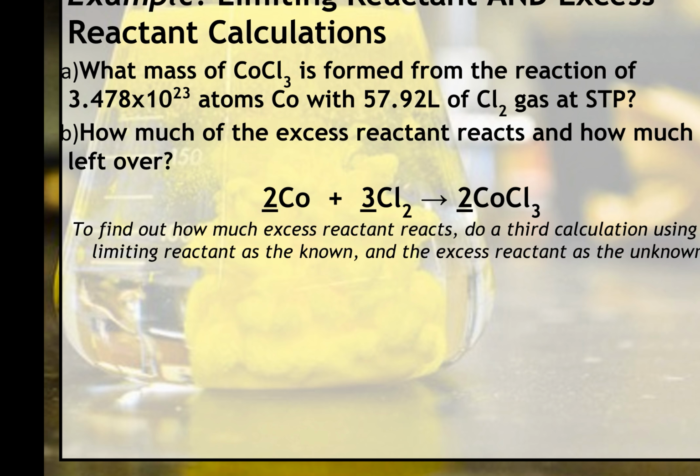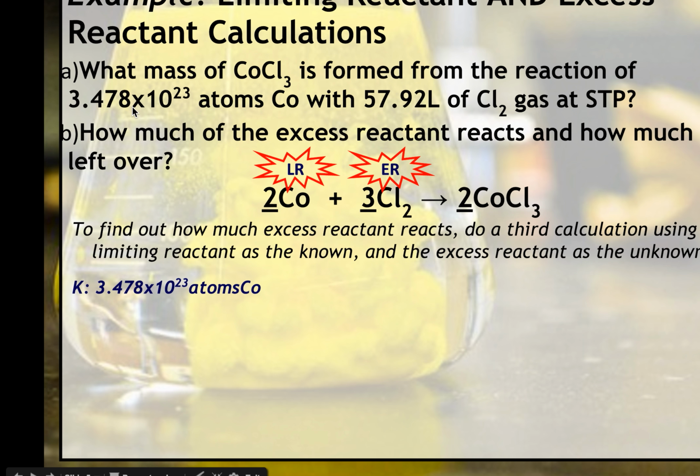So let's just quickly go back through, and again, what is the mass of cobalt chloride formed? We figured that part out. We got that. Now we just need to find out how much of the excess reactant reacts, or how much is used, and how much is left over. My limiting reactant, my excess reactant. Well, I know how many atoms I started with, and I need to find out how many liters of chlorine gas are going to be used up in this reaction.